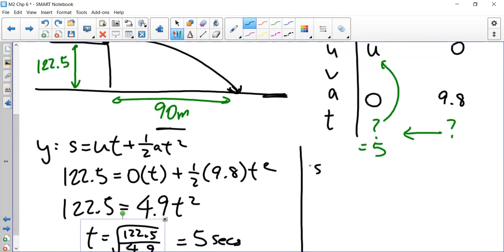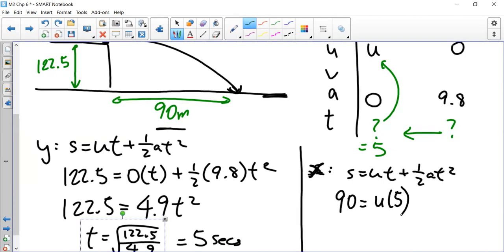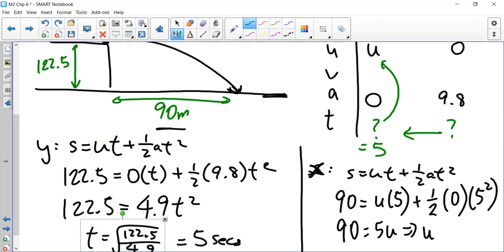So in the x column, s equals ut plus a half at squared again. s is 90, u is u, t is 5, a is 0, t is 5 squared. So 90 equals 5u, u equals 18 meters per second.